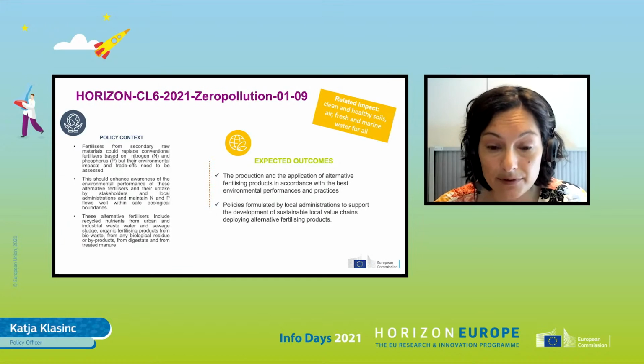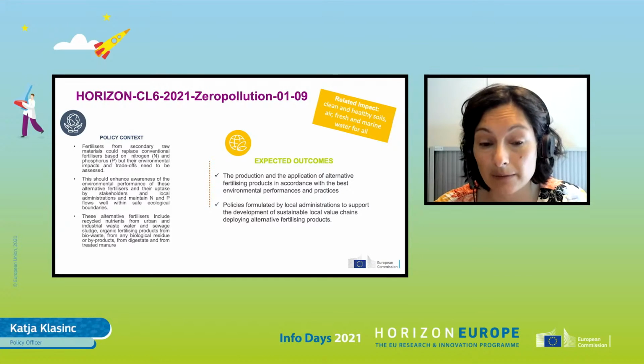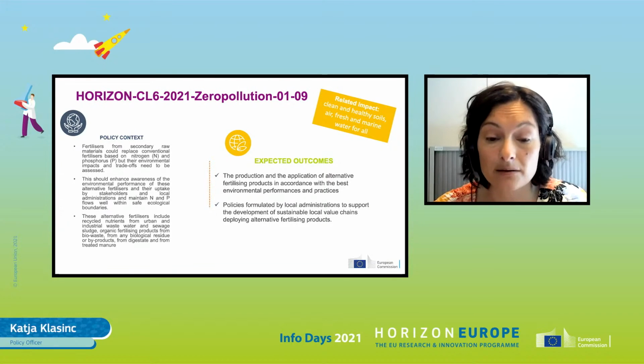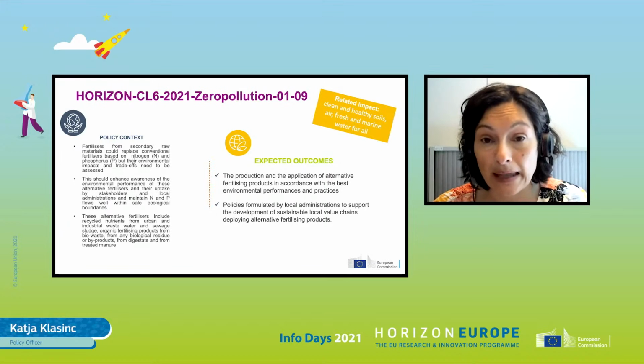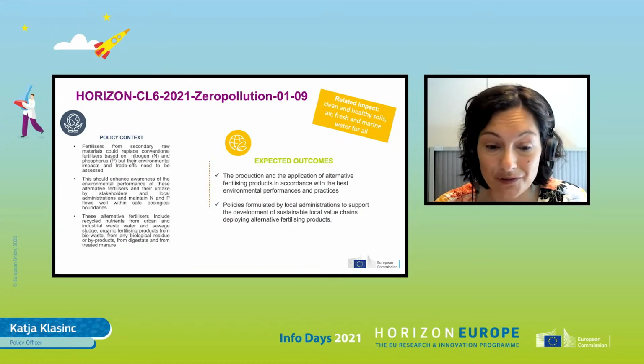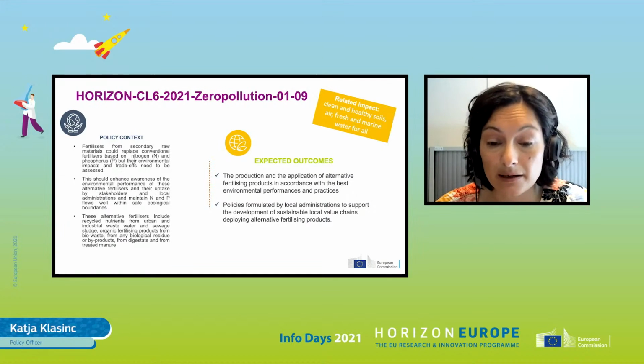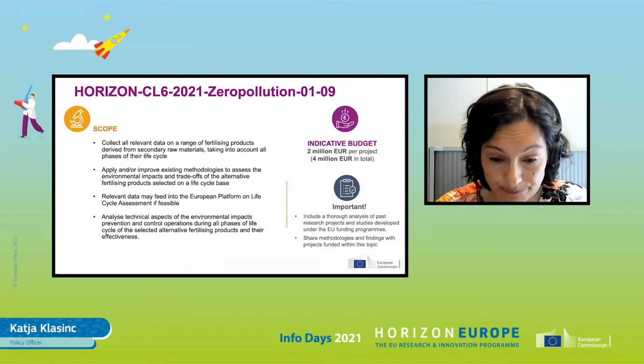And like this, producers and consumers will become aware of the environmental performance of these fertilizers, which should ideally facilitate their uptake by stakeholders and by local administrations. And as an overall goal, keep nitrogen and phosphorus flows within safe ecological boundaries. Now, the outcomes that we're expecting are that alternative fertilizers are produced and applied in accordance with the best environmental performance and practices, and that sustainable local value chains deploy these alternative fertilizers, and that the policies that are made by local administrations support them as well.